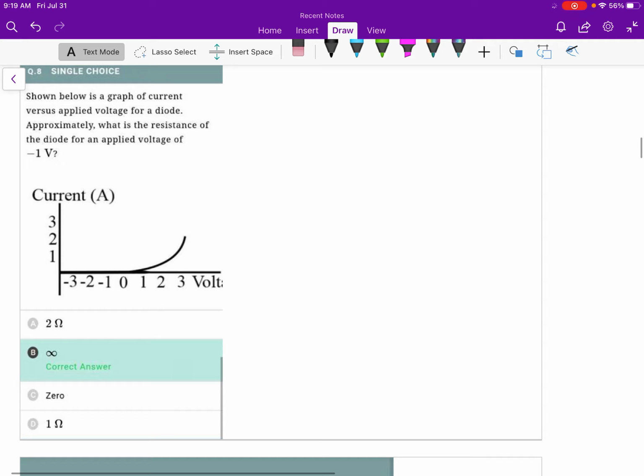Now next option, shown below is a graph of current versus voltage, and resistance at voltage. Resistance at any value of current and voltage is R equals V upon I.